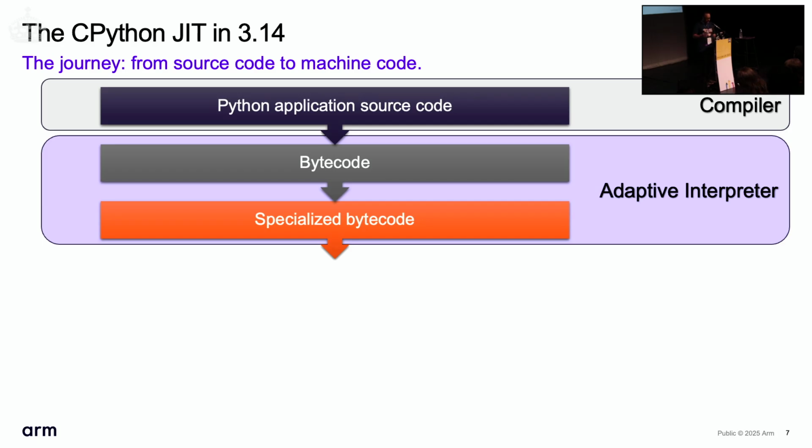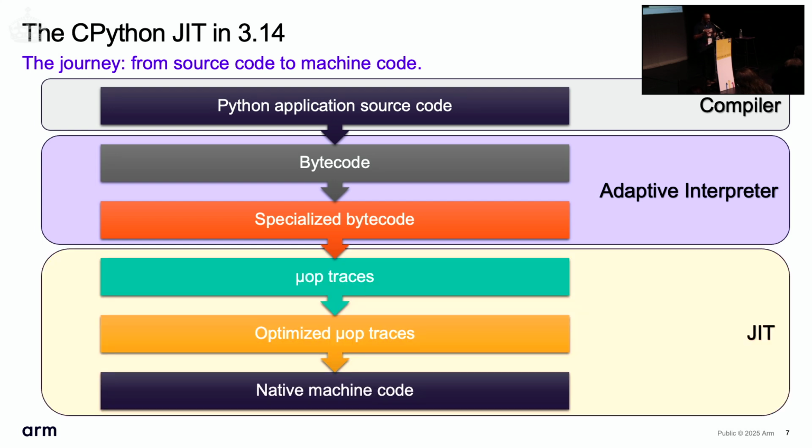While running, it collects profile information: what types are used, which bytecodes are hot, and how the values flow through the code. Based on that, the interpreter starts rewriting bytecode instructions with more efficient and specialized versions, the ones that assume specific types or behavior. Then when a loop becomes hot enough, CPython lowers that specialized bytecode into micro operations. These are low-level fixed-purpose instructions designed for easier optimizations.